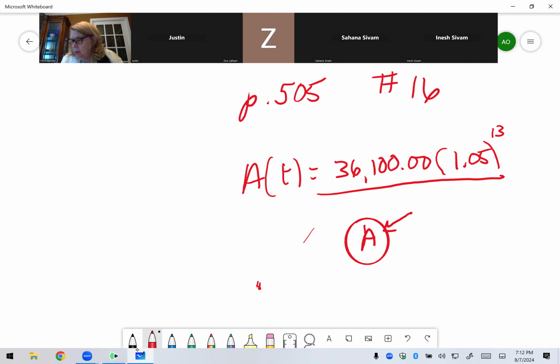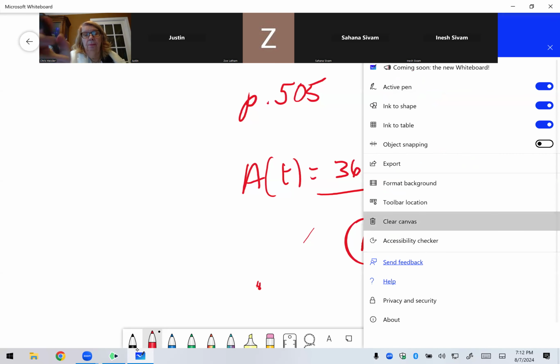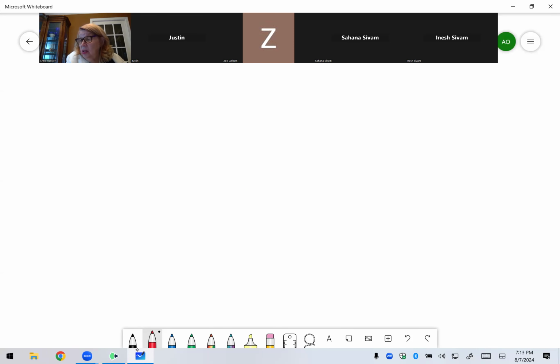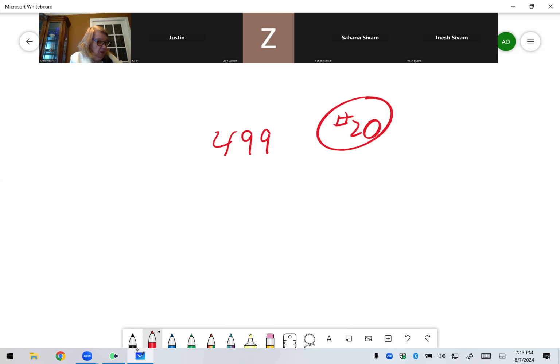So maybe we should have them try that hard one. We're just trying a function problem. For you two, on page 499, we just did number 20, and I'll have you two look at that one, then we'll take a break. We just went over functions.